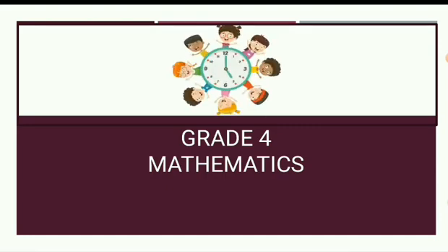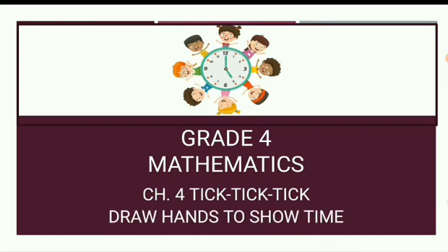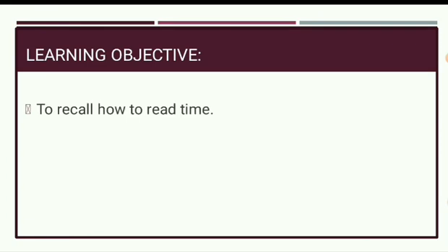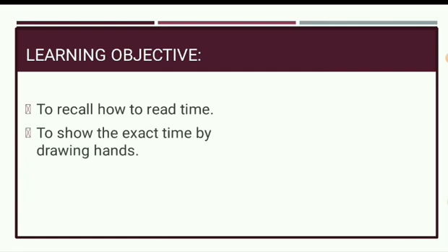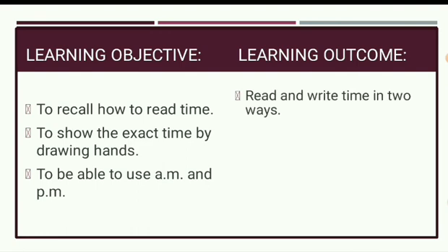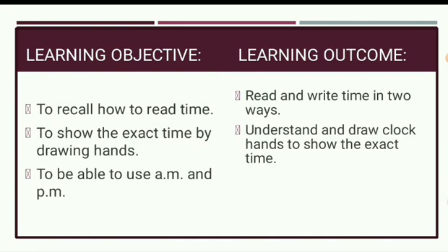So, today in our maths class, we are going to continue with chapter 4, Tick, Tick, Tick, and we are going to see how to draw hands to show time. So, the learning objective of today's class is to recall how to read time and show the exact time by drawing hands, and also to be able to use AM and PM. And at the end of the class, you will be able to read and write time in two ways, understand and draw clock hands to show the exact time, and also know when to use AM and PM.